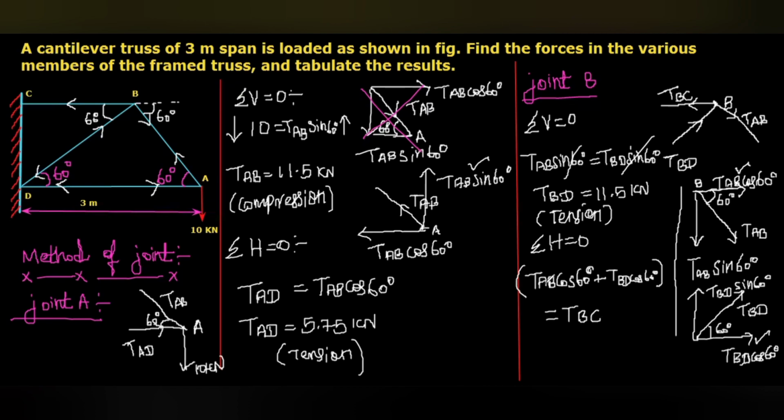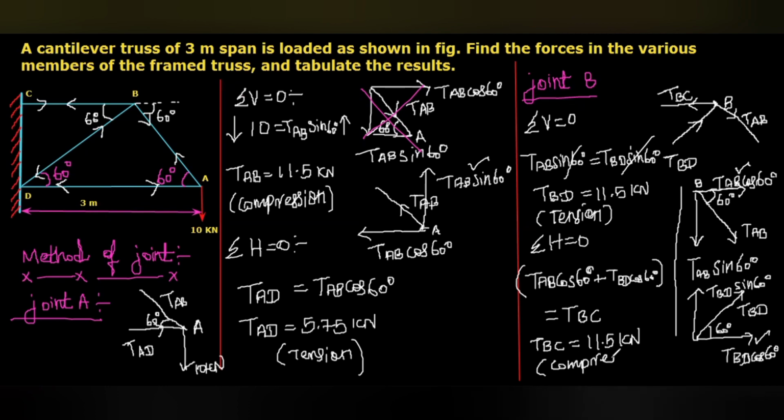We have the value of TAB. We have the value of TBD. But here you can see both values are the same, and cos 60, we know, is 1 by 2. So TAB times 1 by 2, TBD times 1 by 2. Both values are the same, so we will get the same answer. That means the TBC, we will get 11.5 kilonewton only. And here from the point B, it is acting towards the left side, so from the point C, it is acting towards the right side. So this will be compressive in nature.